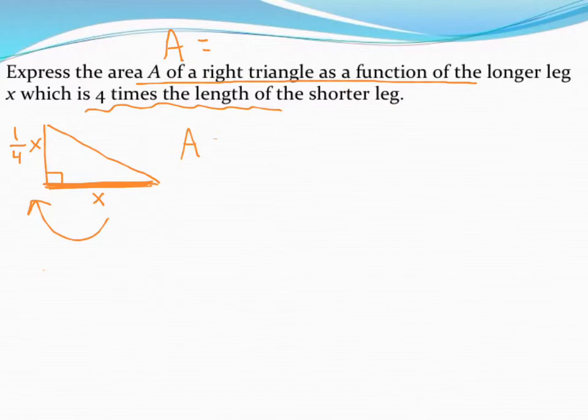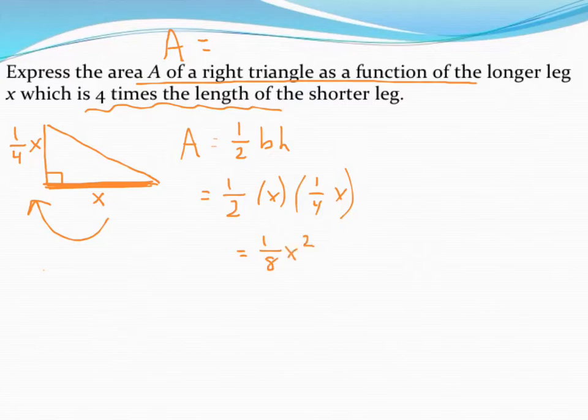You hopefully recall that to find the area of a triangle, it's equal to 1/2 of the base times the height. So if I plug some values in, I'm saying my base, in the way I drew it, is x, and then the height, the way I drew it, is 1/4 x. That makes that longer side 4 times as long. And so if I simplify this, 1/2 times 1/4 is 1/8, and then x times x is x squared.